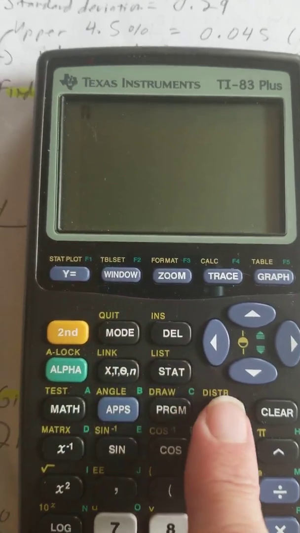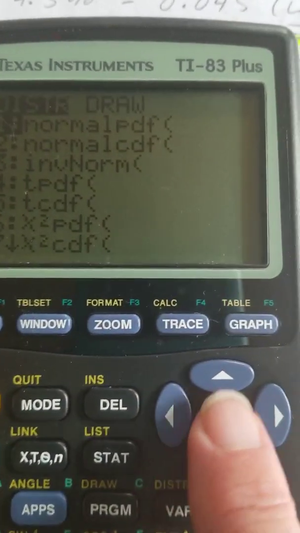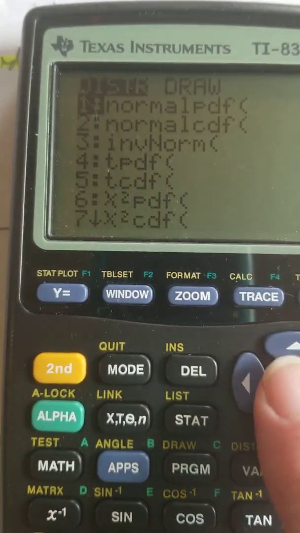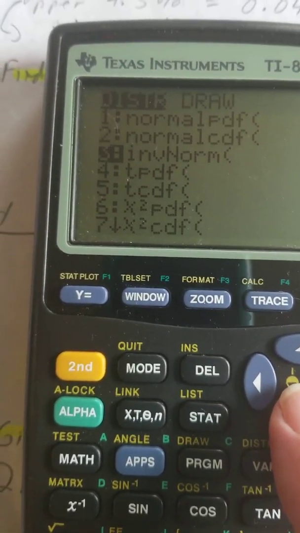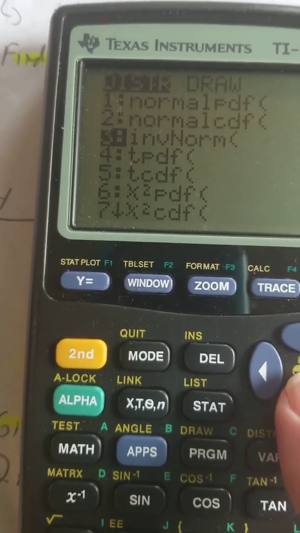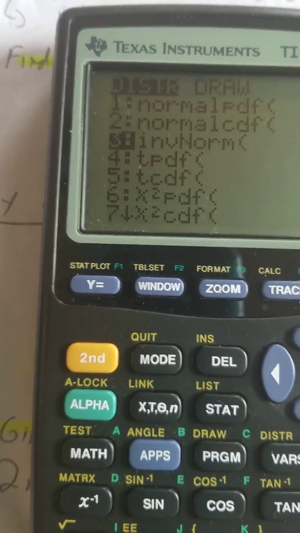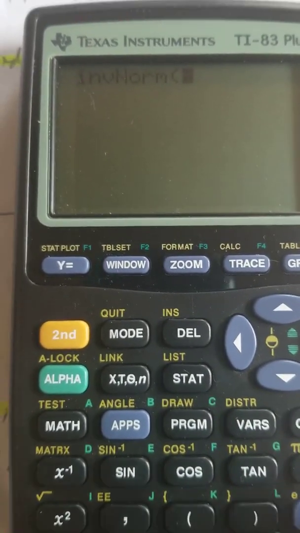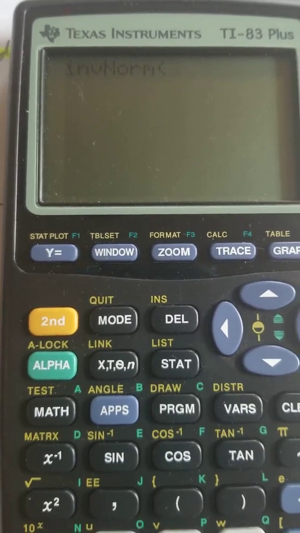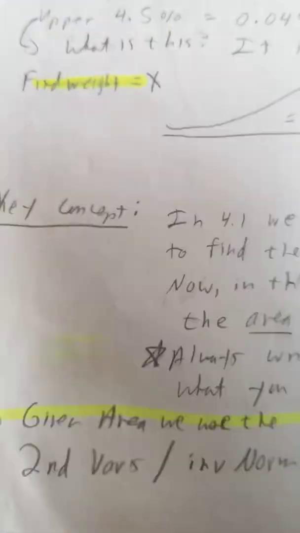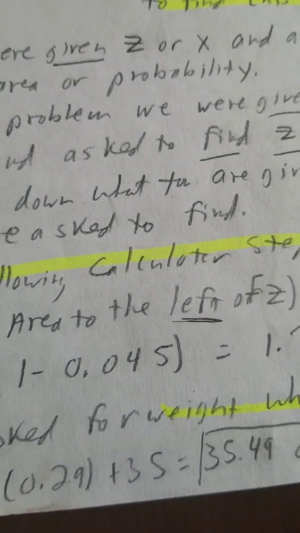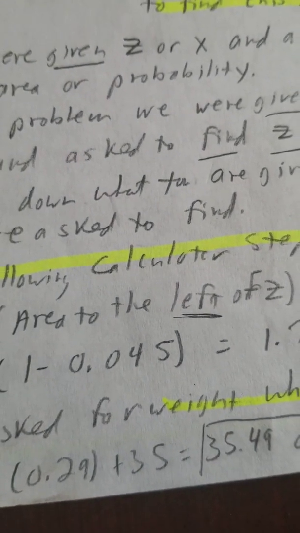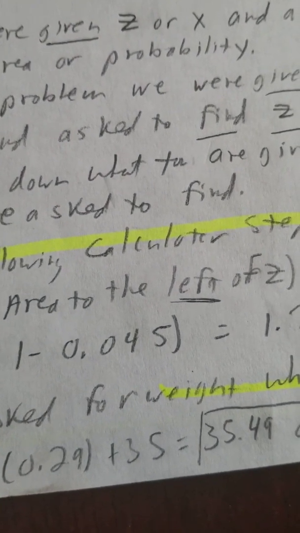So second bars, okay? In 4.1, we went to normal CDF, but this time we're given area and told to find X. We're doing the inverse, so we do inverse norm. We hit enter. And now what the calculator wants, this is very important, what it wants is, I have it written down, area to the left of Z. Every time you will enter the area to the left of Z, you must memorize this, okay?